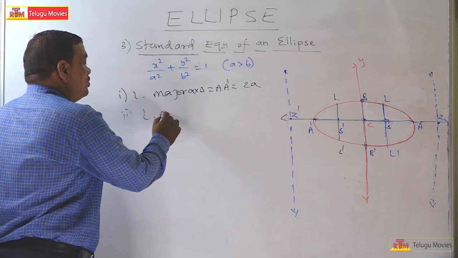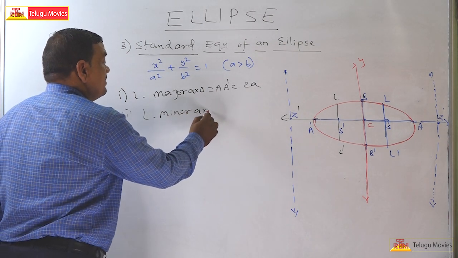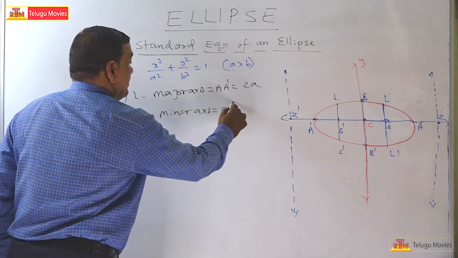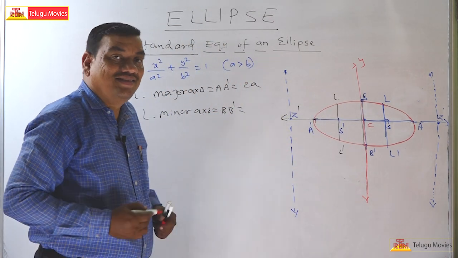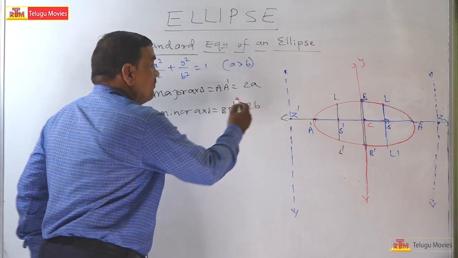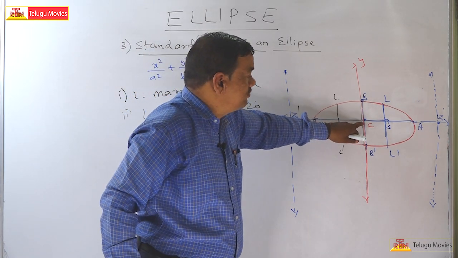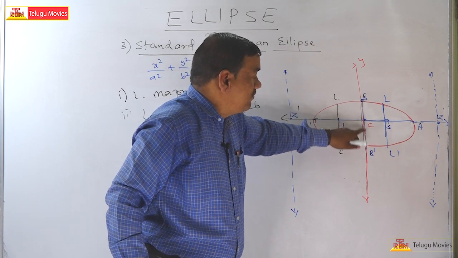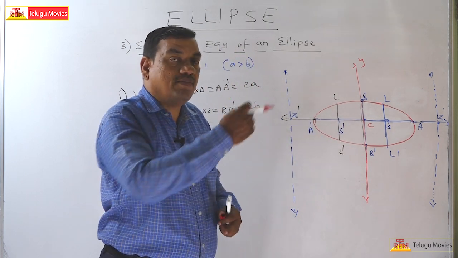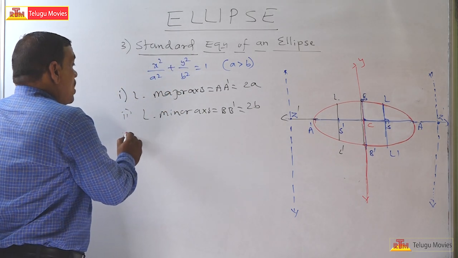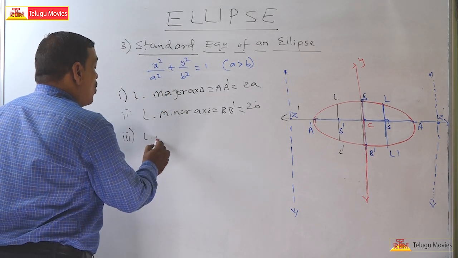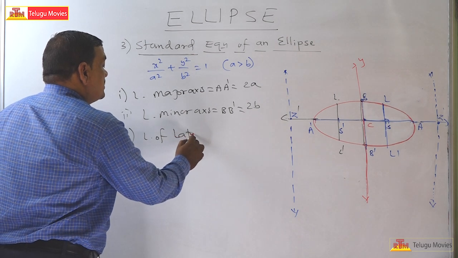Second one, length of minor axis. Minor means small. This is given as B dash. So this is the minor axis, B dash. This length is given as 2B, because as I already told in the previous, from C to B the length is B, from C to B dash is also length B, B plus B, 2B. Okay, now, right. Third one is length of the latus rectum.